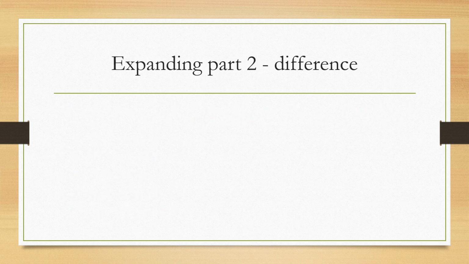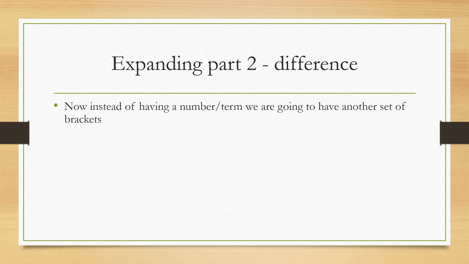The expanding part 2. So what is the key difference between expanding part 1 and expanding part 2? Well, now instead of having the number or a term, we're going to have another set of brackets. So in total, we're going to have 2 sets of brackets. When I say sets of brackets, I mean bracket open, bracket close, and then another bracket open, another bracket close. So it's just going to be 2 brackets being multiplied together, and you will see this in an example coming now.